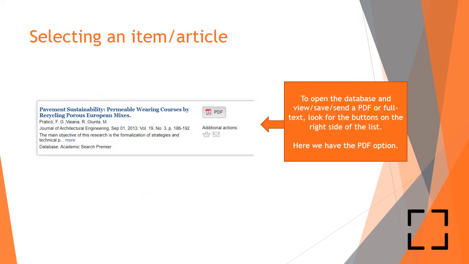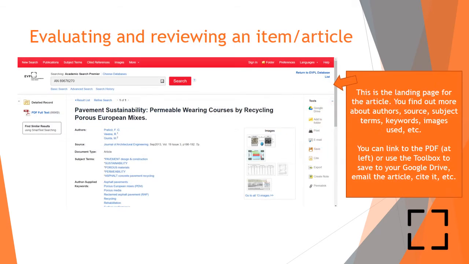When I find an item that I want to look at in depth, I just look to see how it's given to us. You'll notice this example from the Journal of Architectural Engineering has a PDF copy. To open the database and view, save, or send a PDF or full text, just click on the PDF button. This window takes you into the actual database itself.